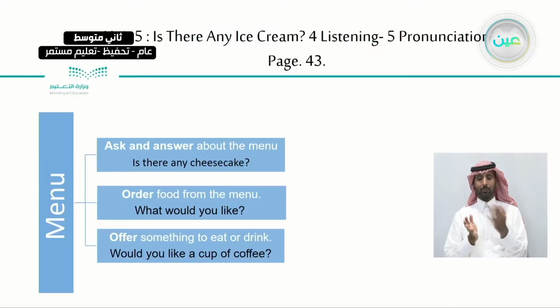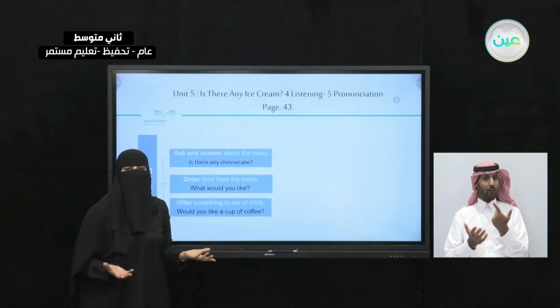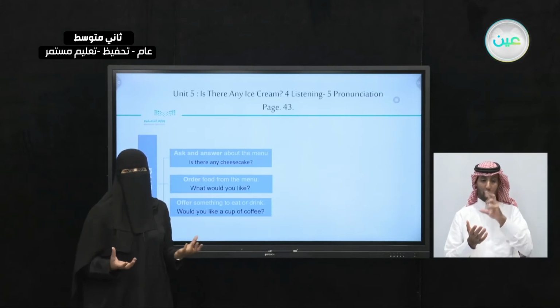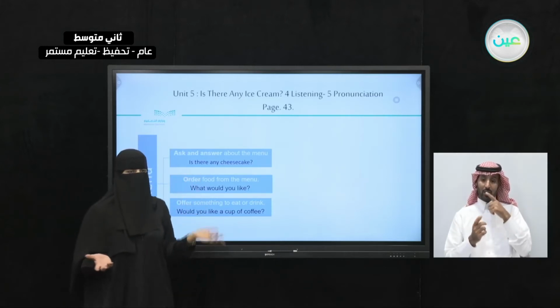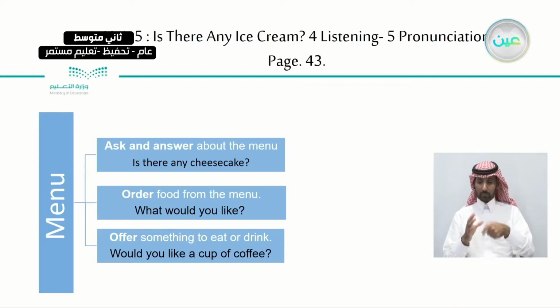Now, let's take a look here. Now, in the lesson before, we talked about the menu, right? So, here we have ask and answer about the menu. How did we ask about the menu? How did we form the question for it? Like this. Is there any cheesecake? I'm asking about this menu. We use the word any here in the question.